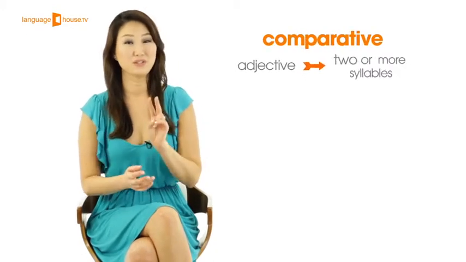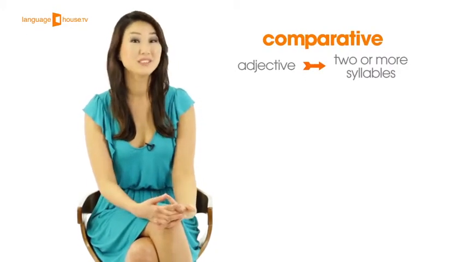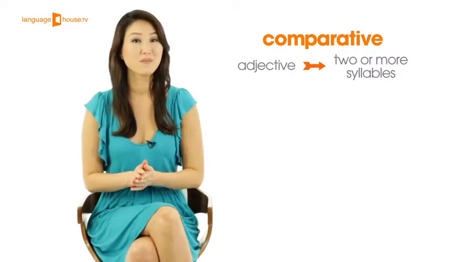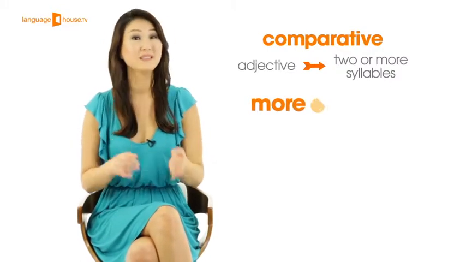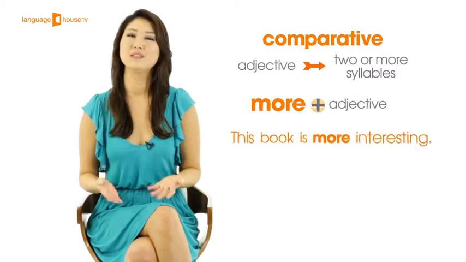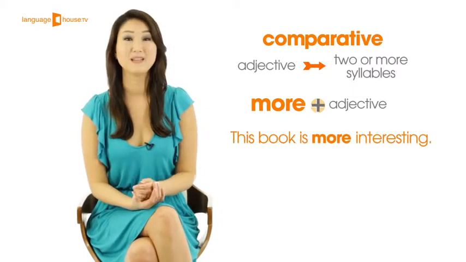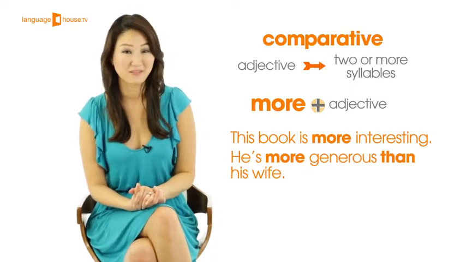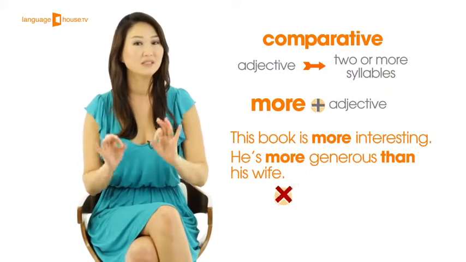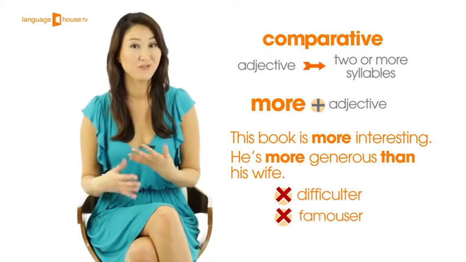For adjectives with two or more syllables, we use a different structure. To form the comparative, we use more plus adjective. This book is more interesting. He's more generous than his wife. Be careful to never say difficulter or famouser.